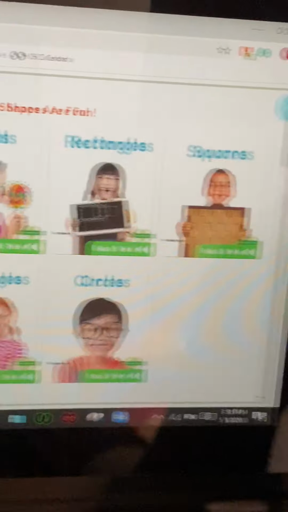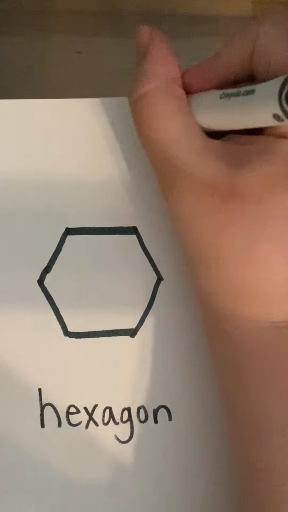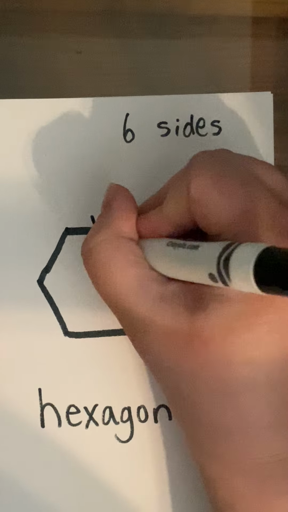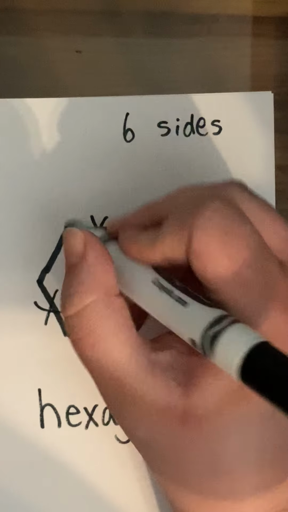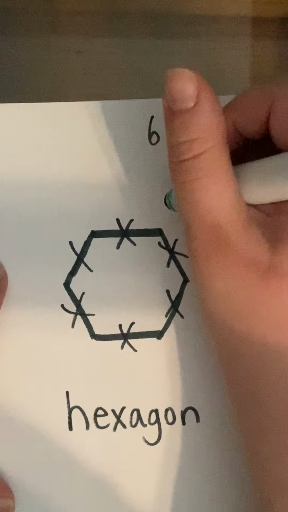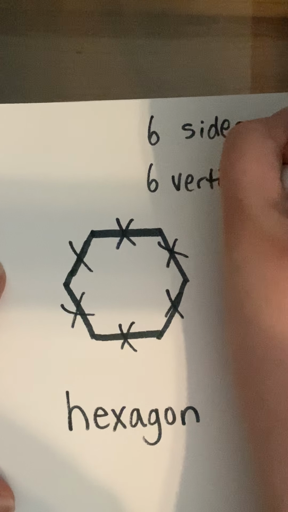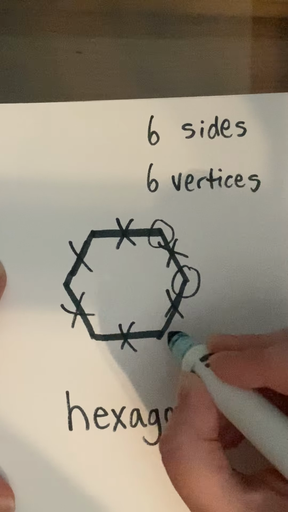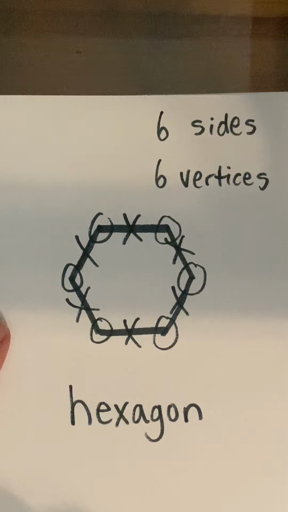Good job. Now we know that a hexagon has 6 sides right here. 1, 2, 3, 4, 5, 6. And we know that hexagons have 6 vertices. There's 1 there, 2, 3, 4, 5, and 6.